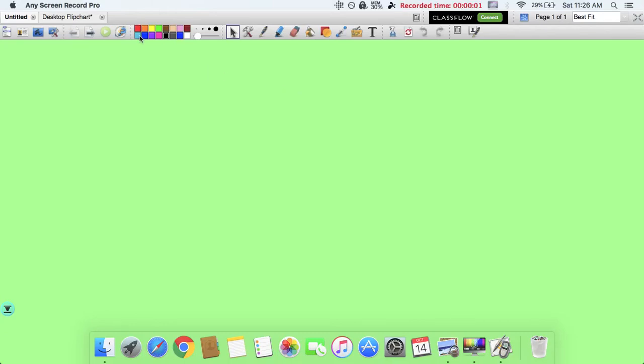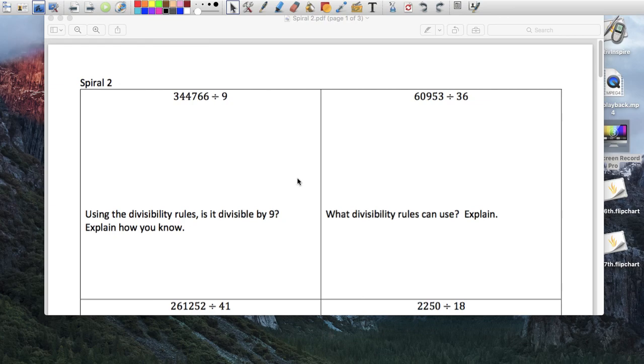Okay, so I'm doing spiral 2. Okay, let's get started. I'm going to start at the bottom, and I use the divisibility rules first.